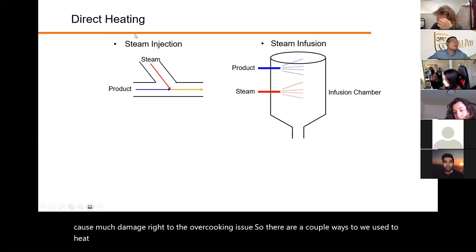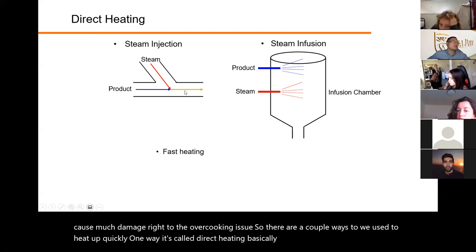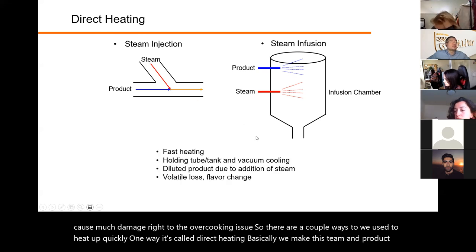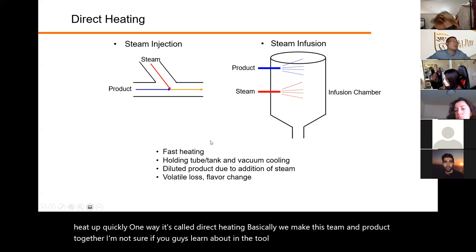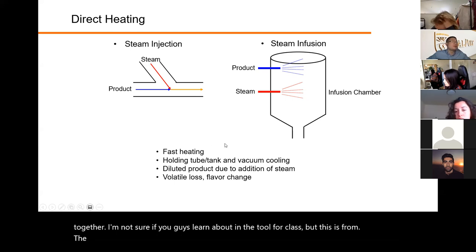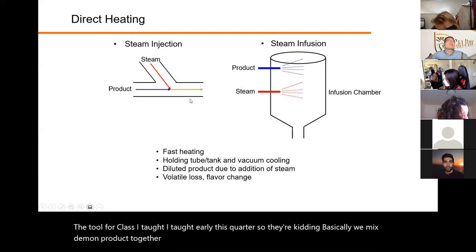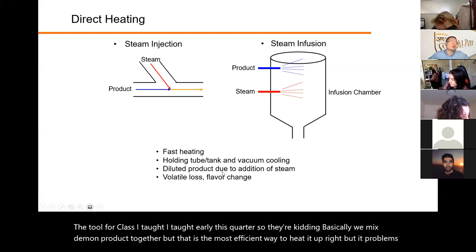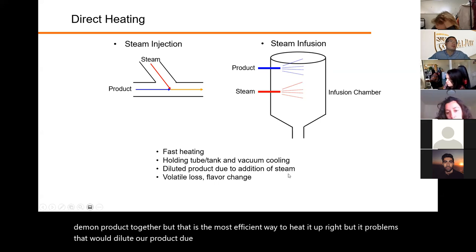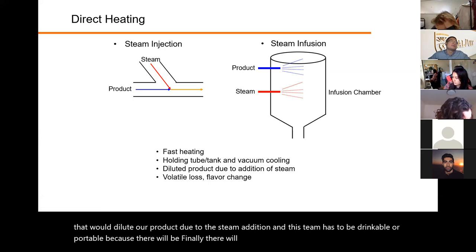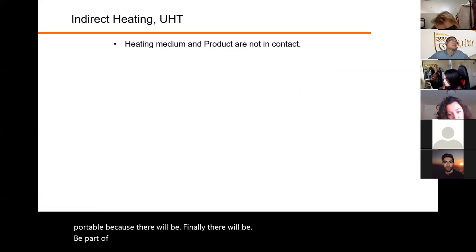One way is called direct heating. Basically, we mix the steam and product together. I'm not sure if you guys learned about it in the 204 class, but this is from the 204 class I taught early this quarter. So direct heating, we mix steam and product together, which is the most efficient way to heat it up, right? But the problem is that it will dilute our product due to the steam addition. And the steam has to be drinkable or potable, because it will be part of our product.